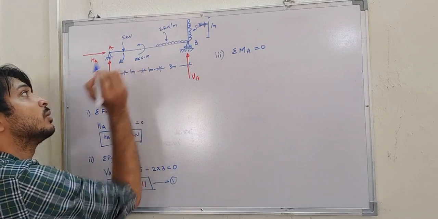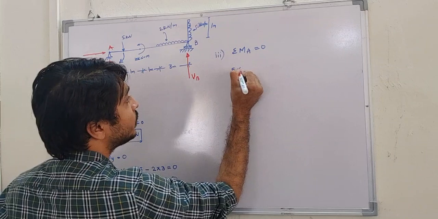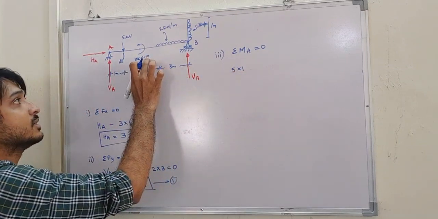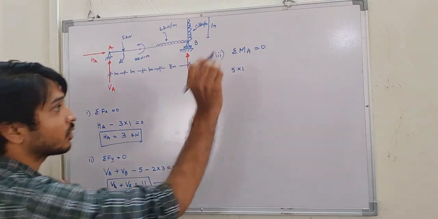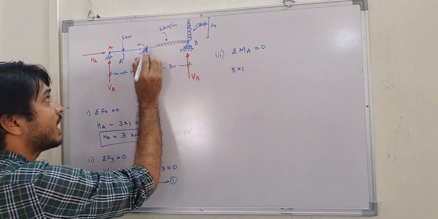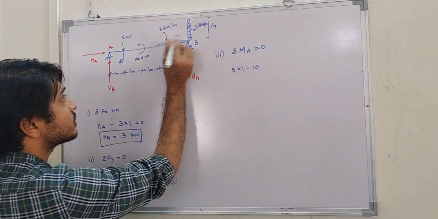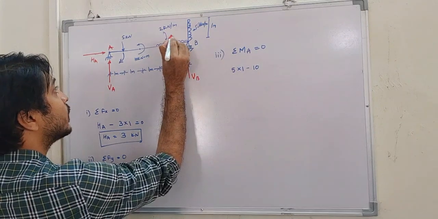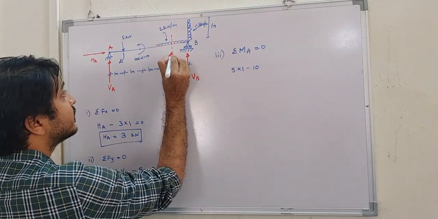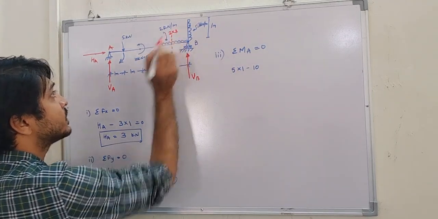Next, this 5 kilonewton acting in the downward direction will create a clockwise moment, so 5 into 1. And this 10 kilonewton meter is the moment they have given directly, so you have to write it directly. But it is anti-clockwise, so minus 10. Then, first we need to convert this uniformly distributed load into a point load which will act exactly at the center. So its intensity will be how much? 2 into 3.